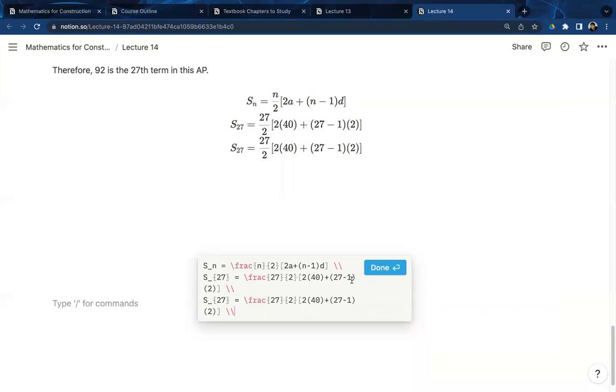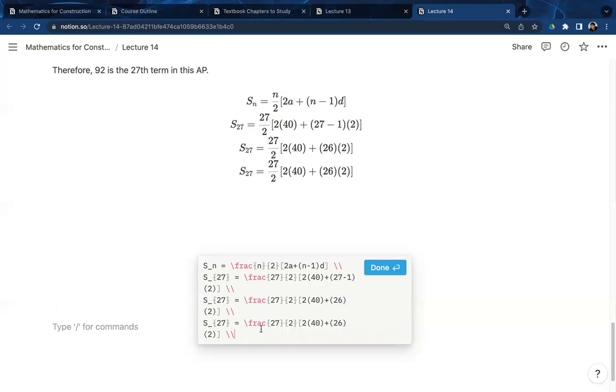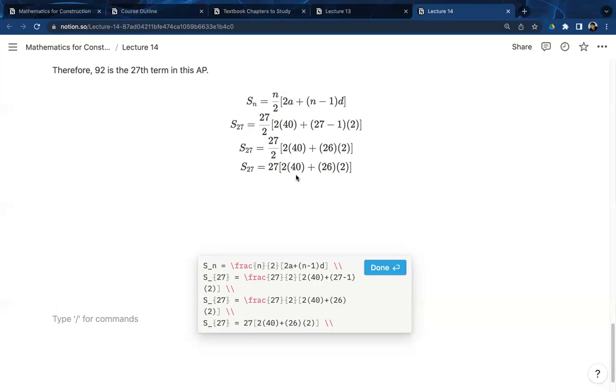Just to simplify now, this is 80. Actually, no, let me multiply that out, right? Because I have a 2 here as well. 27 minus 1 is 26. So these 2's could cancel here. So this is, I just don't want to use my calculator if you all didn't really notice, right? 40 plus 26.